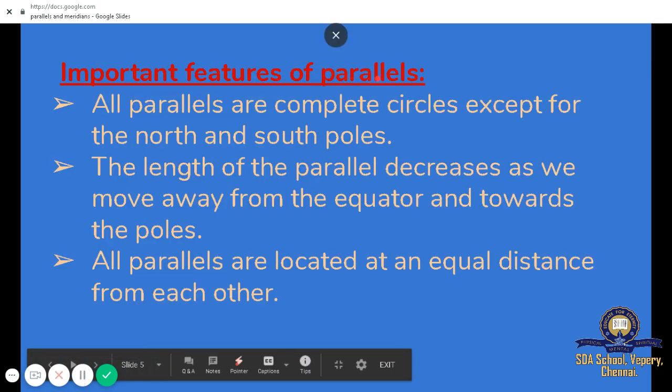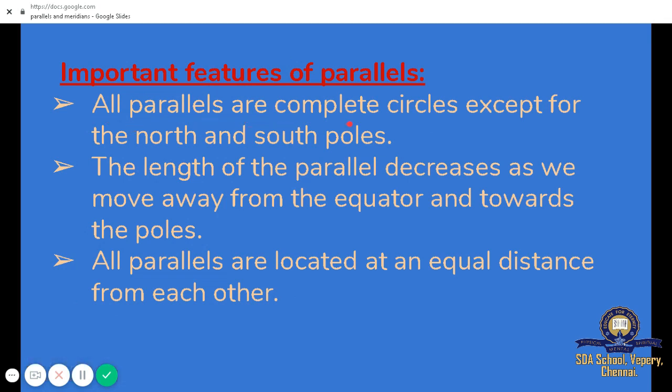Then, important features of parallels. All parallels are complete circles except for the north and south poles. Parallels means an imaginary line drawn on the surface of the Earth, right? We can see in the previous picture an imaginary line drawn on the surface. It is called a parallel, or parallel lines. All parallels are complete circles except for the north and south poles, because the north and south poles are the two fixed points.